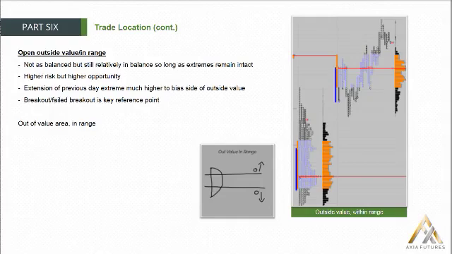So what we're trying to say here is that when the market opens outside of value and breaks out of the previous day's range, there's a high probability that on that day type we are going to accept value outside of the previous day's value area.